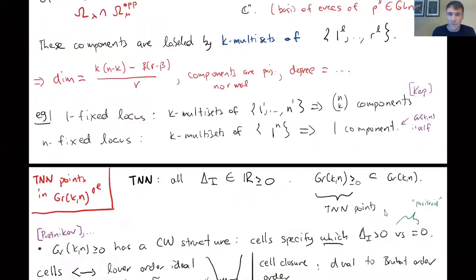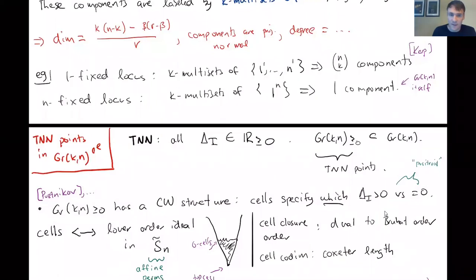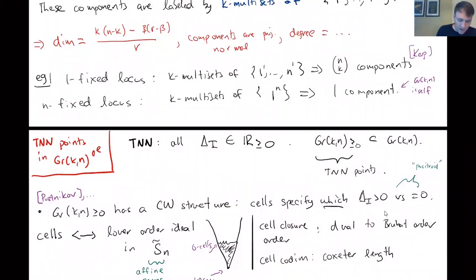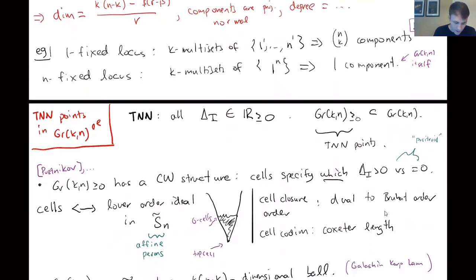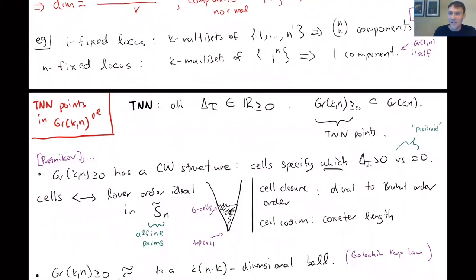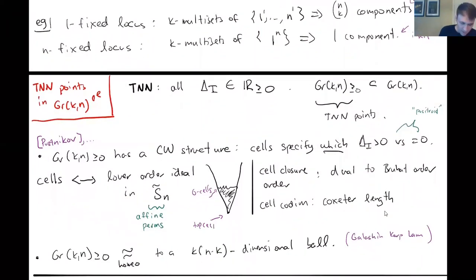Okay, the second theorem has to do with total non-negativity. A reminder: a point in the Grassmannian is called TNN, totally non-negative, if all of its Plücker coordinates are non-negative real numbers. This gives you a subset of the Grassmannian, the totally non-negative points. Some background, which you may or may not be familiar with, is that the space is very nice topologically. First of all, it has a cell structure, a CW decomposition.